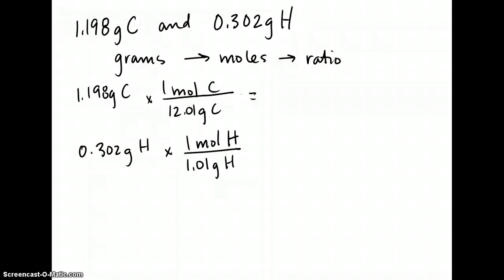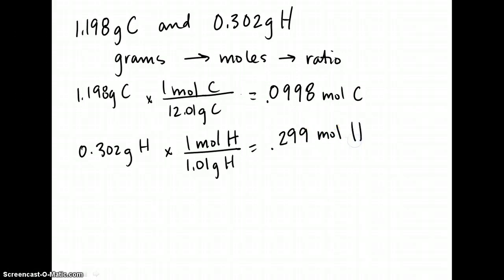Let me stop it right now. From that calculation, it looks like I have about this many moles of carbon, and in terms of hydrogen, I have 2.99 moles of hydrogen. Notice how many sig figs I have. Because I have 3 sig figs here, I need to make sure I have 3 here. Remember that first 0 doesn't count as a significant figure. And here I have 3 as well.